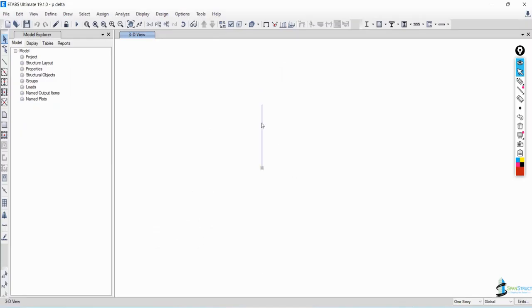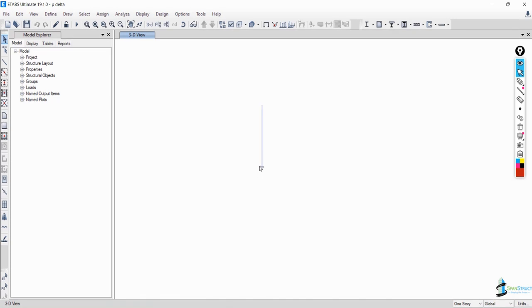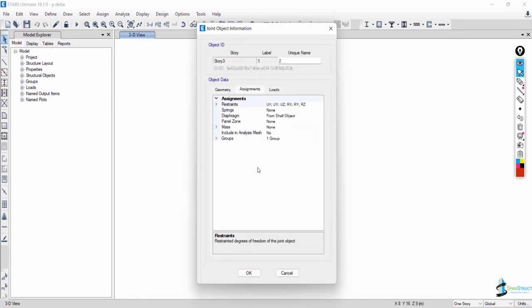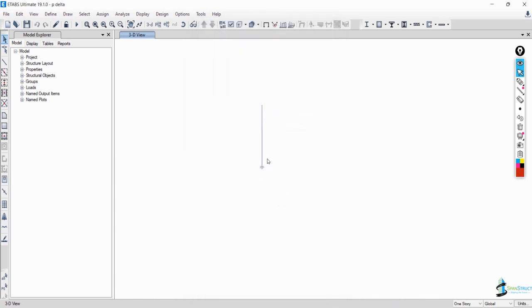I am in the ETABS software here, and I have taken one model as a prototype to explain what effect will be caused here by the P delta. In this column which I have taken, I have given a fixed support. If you look at the restraints, UX, UY, UZ and RX, RY and RZ are all applied. So we have given a fixed support here.